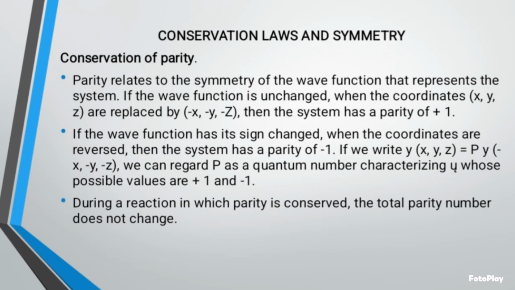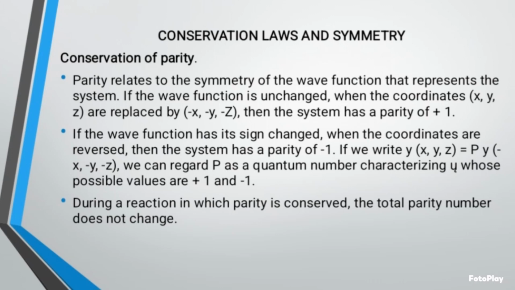Next, we discuss conservation laws and the symmetry among the elementary particles. A very important set of conservation laws is related to symmetries involving parity, charge conjugation, and time reversal. Conservation of parity. Parity relates to symmetry of the wave function that represents the system. If the wave function is unchanged when the coordinates x, y, z are replaced by -x, -y, -z, then the system has a parity +1. If the wave function has its sign changed when the coordinates are reversed, then the system has a parity -1. Changing the coordinates x, y, z into -x, -y, -z converts a right-handed coordinate system into a left-handed coordinate system.